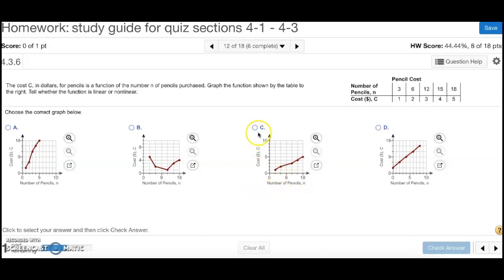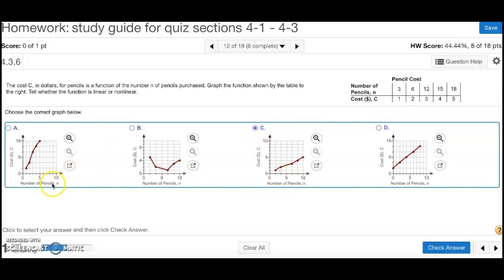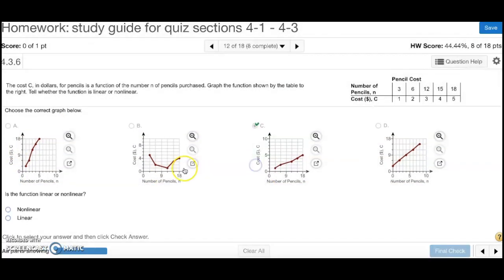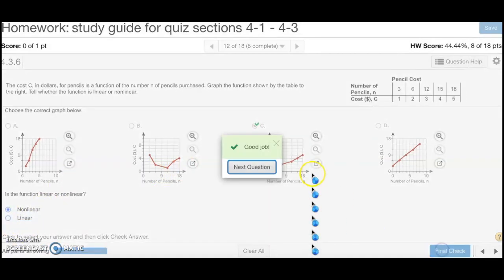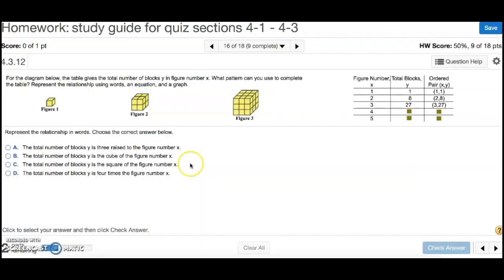That means it has to be C because on A it only goes to 10, which would be what you'd use for the cost if that was X, which it isn't, it's Y. So that means it has to be C. And it is not linear. And that's number 12.